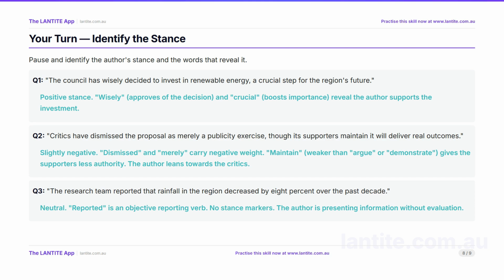Question 3. The research team reported that rainfall decreased by 8%. This is neutral. Reported is an objective reporting verb. There are no stance markers at all. The author is simply presenting information.